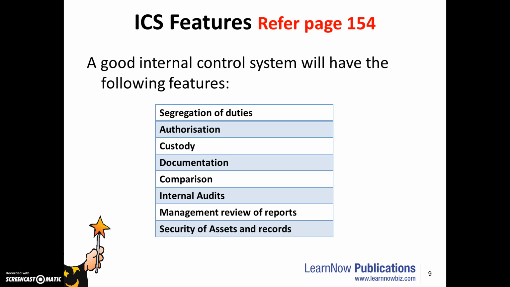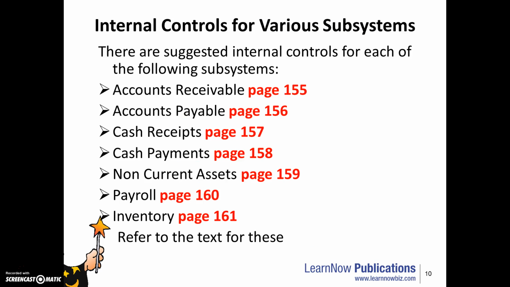A good internal control system will have the following features, which again will be discussed in further detail on page 154. There is the need for segregation of duties, authorization, custody, documentation, comparison, internal audits, management review of reports, security of assets and records. And again, your teacher will go through these in further detail. Within the book, there are also suggested internal controls for each of the following subsystems, which you will go through: accounts receivable, accounts payable, cash receipts, cash payments, non-current assets, payroll, and inventory.